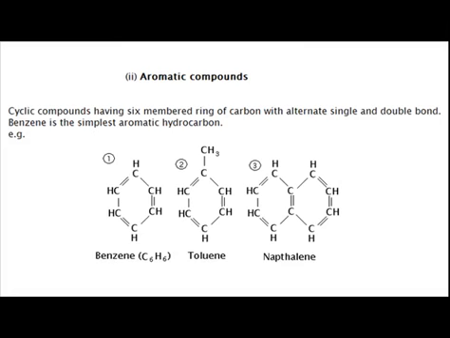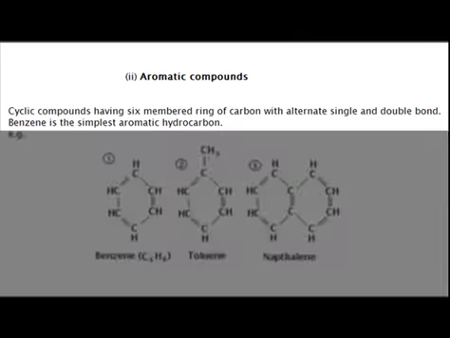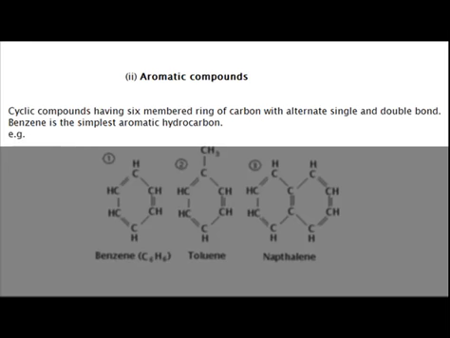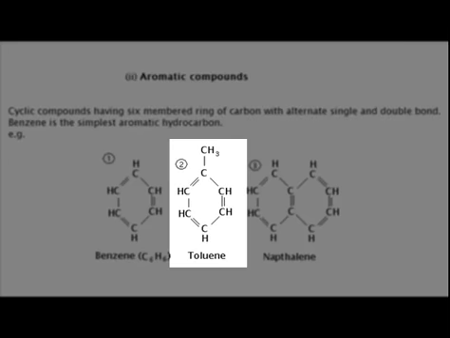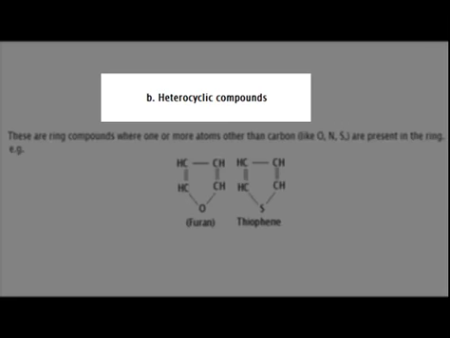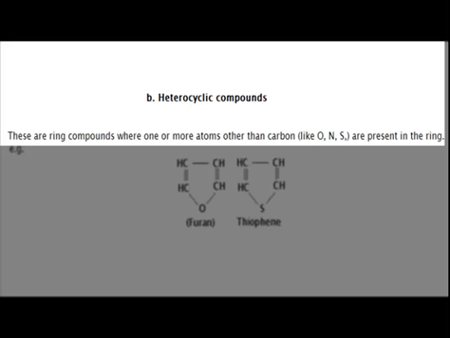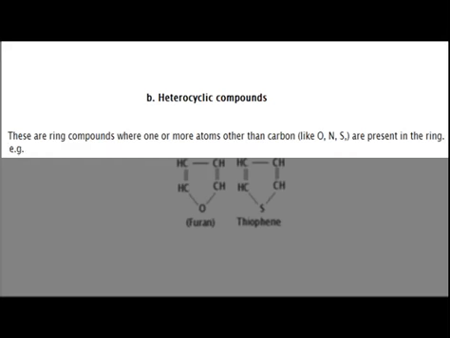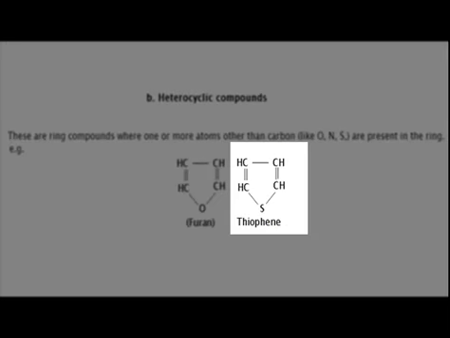Aromatic compounds. Cyclic compounds having a 6-membered ring of carbon with alternate single and double bonds. Benzene is the simplest aromatic hydrocarbon. Examples are benzene, toluene and naphthalene. Heterocyclic compounds. These are ring compounds where one or more atoms other than carbon, like oxygen, nitrogen, sulfur, are present in the ring. For example, thiophene and furan.